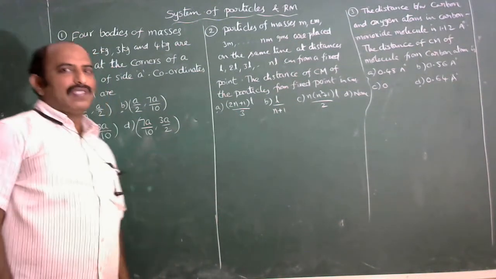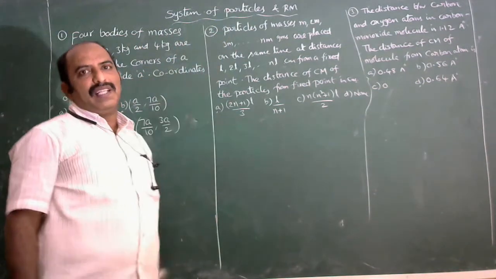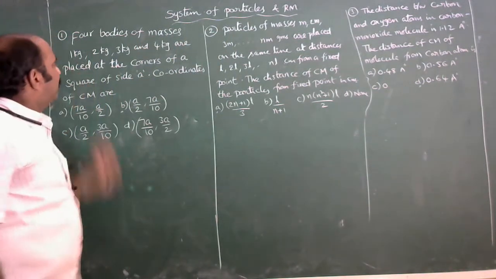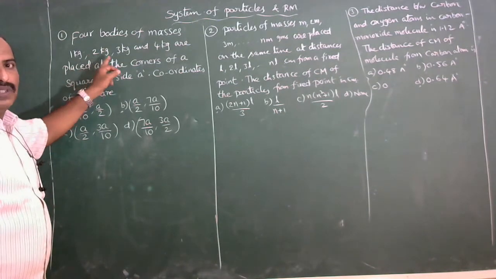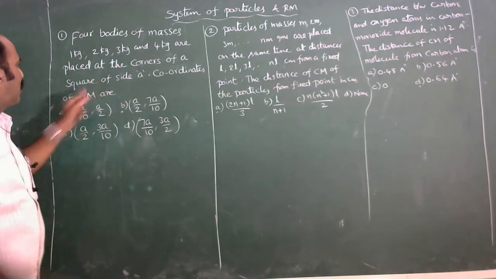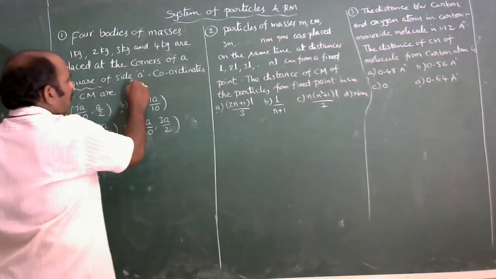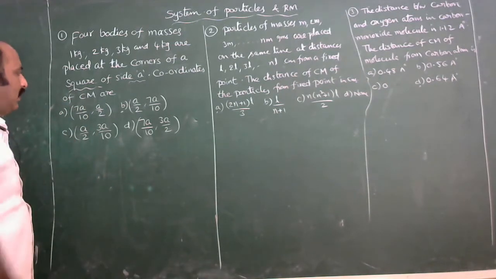Today we are going to discuss some problems on system of particles and rotatory motion. See first one: four bodies of masses 1 kg, 2 kg, 3 kg and 4 kg are placed at the corners of a square of side A. The coordinates of center of mass are?